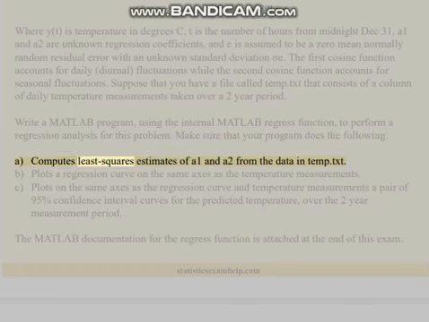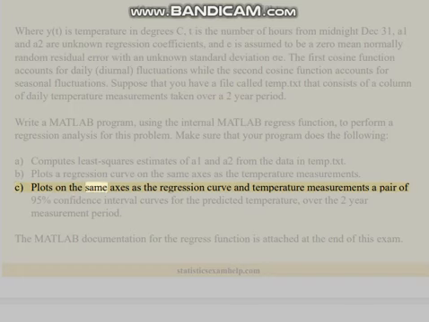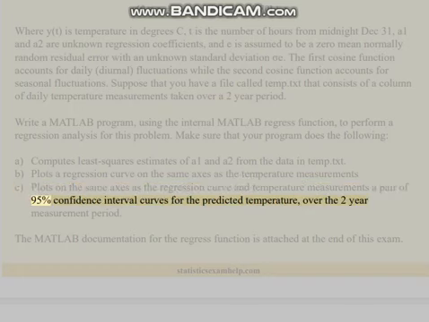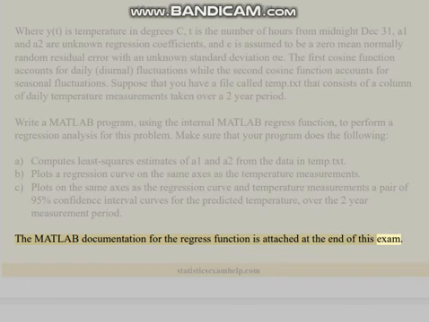A. Computes least squares estimates of a1 and a2 from the data in temp.txt. B. Plots a regression curve on the same axis as the temperature measurements. C. Plots on the same axis as the regression curve and temperature measurements a pair of 95% confidence interval curves for the predicted temperature over the 2-year measurement period. The MATLAB documentation for the regress function is attached at the end of this exam.